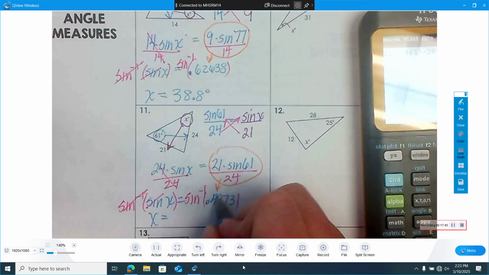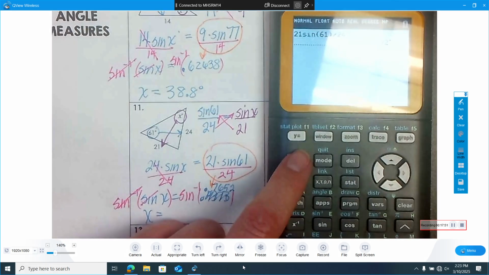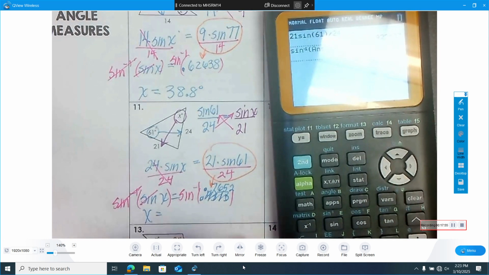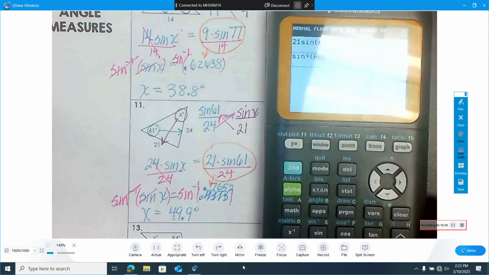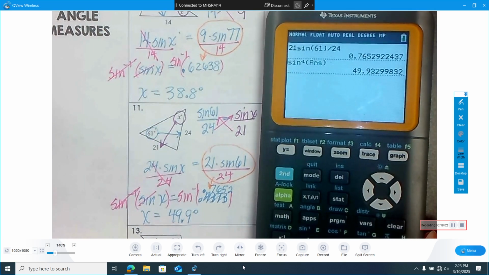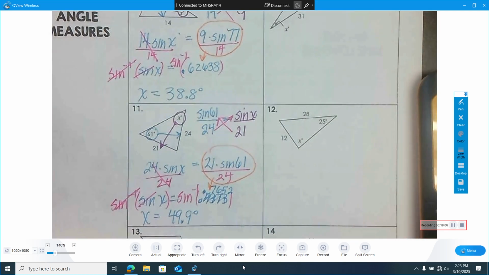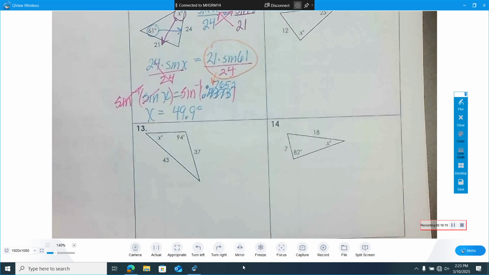So, that was not that decimal. It should be 0.7652. Okay. So then, sine inverse of the answer, there we go, 49.9 degrees. Sorry about that. I've done this too many times today, clearly. Okay, questions so far? Nope. One more? One more. I'm not going to mess this one up this time, promise.